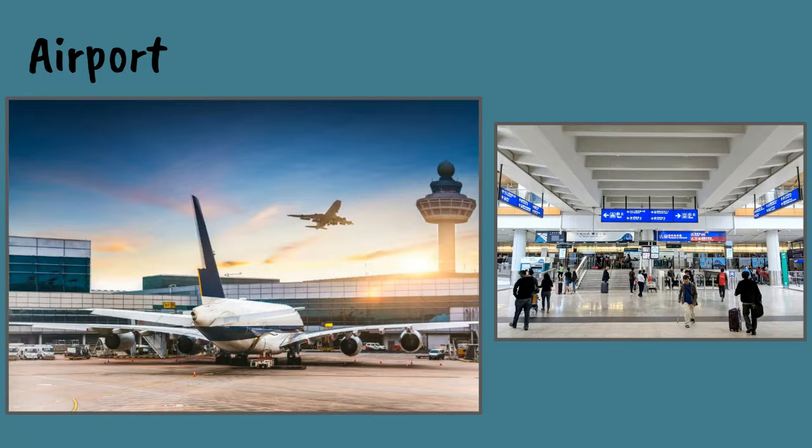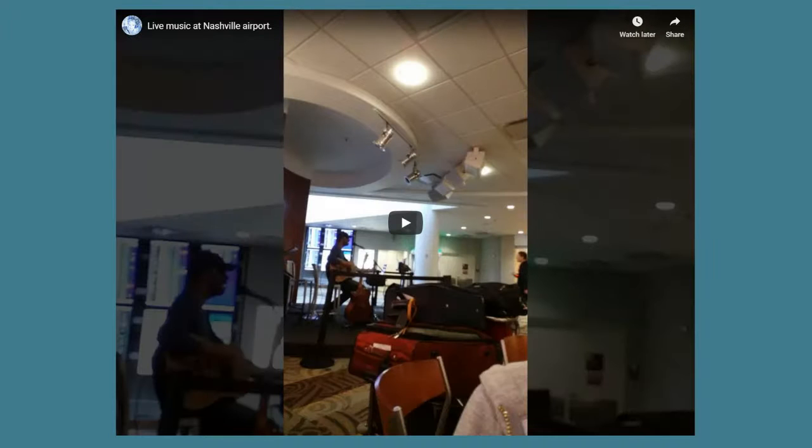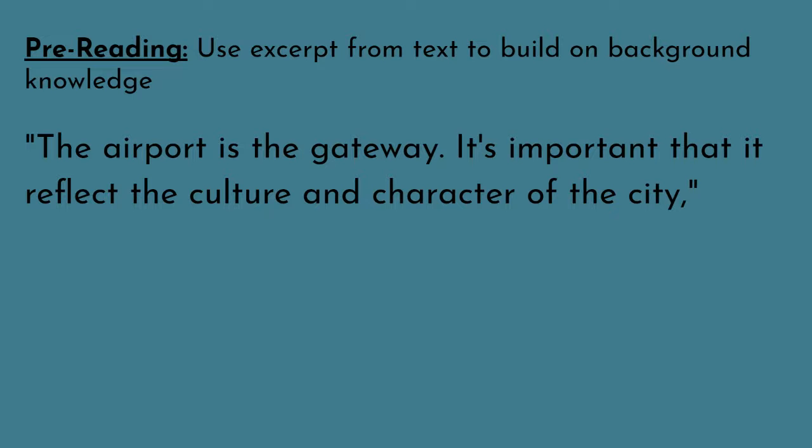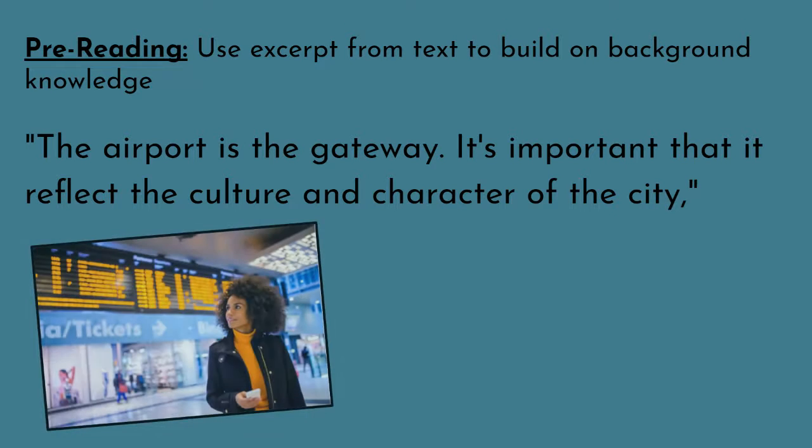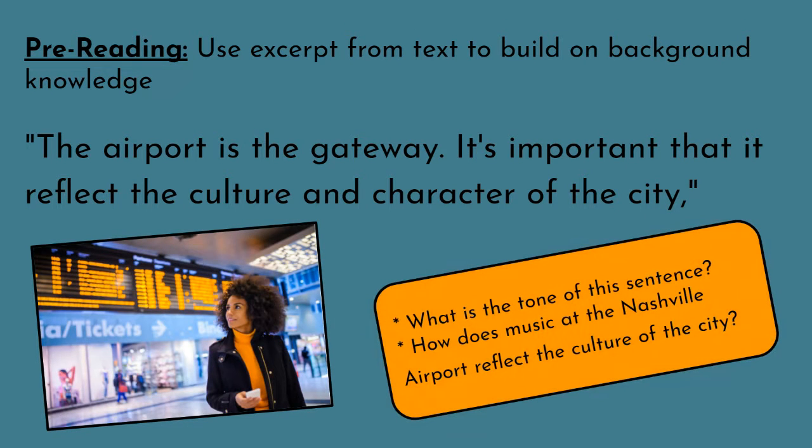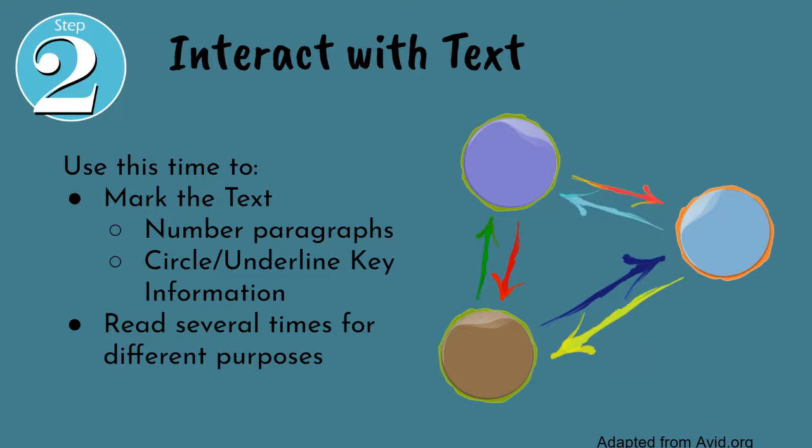Once we've predicted the main idea, I'm going to show them some pictures of an airport, talk about what that might be like to be at an airport, and might find a video as well to show them some lead-in information. Lastly, I'm going to find an excerpt from the text to really build on background knowledge. In this case, we're going to pick apart that excerpt, really figure out what we think it means, maybe translate it, talk about it to really get the information we need to begin reading.